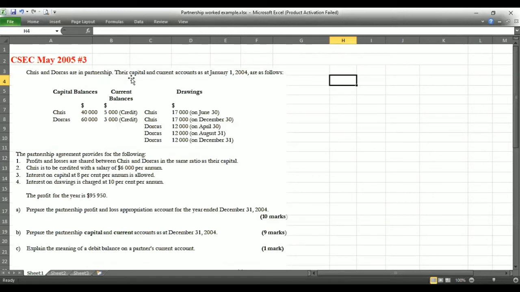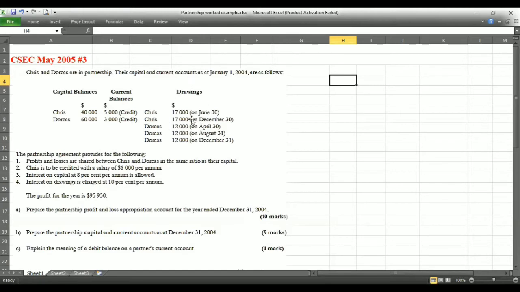Chris and Dorcas are in partnership. Their capital and current accounts as at January 1st, 2004 are as follows. You're presented with the capital balances, where Chris is $40,000 while Dorcas is $60,000. The current account balances reflect that Chris has a 5,000 credit balance and Dorcas 3,000 credit balance. We'll deal with that in the preparation of the current account.